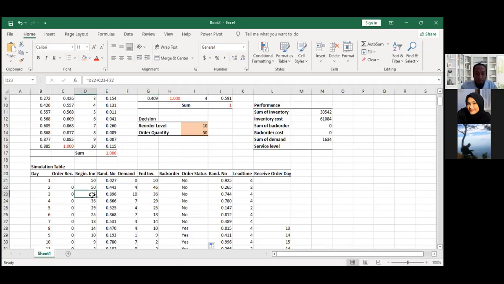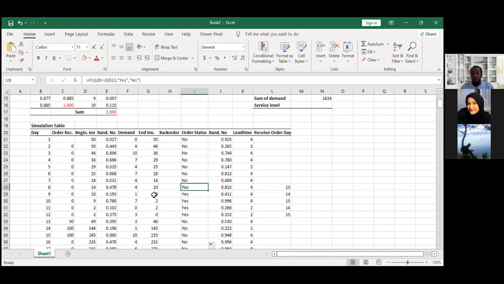The next day, 46 comes from the previous ending inventory, and then the demand is 10, so 36, no order, and so on until this one. When the ending inventory is less than or equal to the reorder level, then yes, we order. But the problem is, of course, the inventory will be less than the reorder level next, because we still receive demand. But here the status is order. Yes, it is wrong. We already ordered here. So how to avoid this problem?